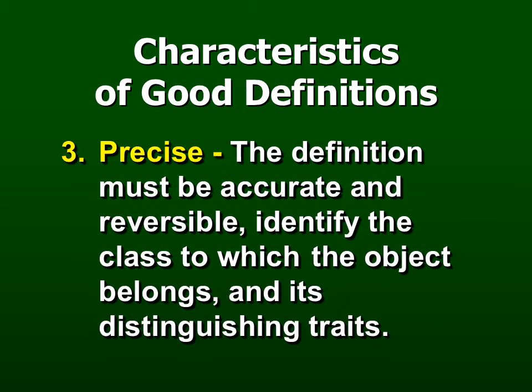The third characteristic of a good definition is precise. So the definition must be accurate and reversible. So it needs to be able to go both ways. Like if you give the definition, you should be able to figure out what the word is that you're defining. And you also need to be able to identify the class to which the object belongs and the distinguishing traits.